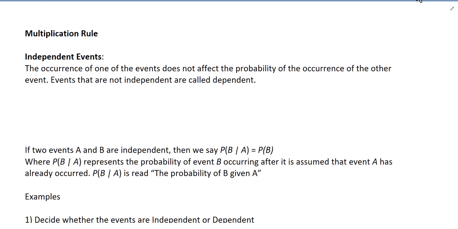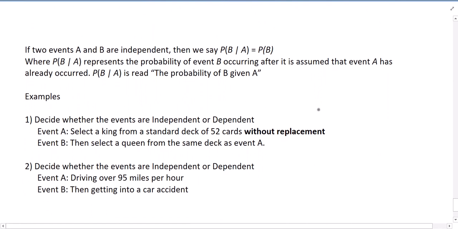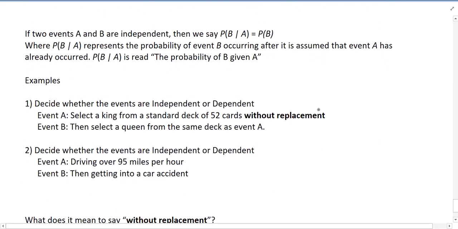Two events are independent if the occurrence of one does not affect the probability of the occurrence of the other event. And events that are not independent are called dependent. With dependent and independent events, oftentimes we want to know, given that one event has occurred, what does it mean for the probability of the other? So that's what this notation means. P of B given A tells you the probability of B given that A has occurred.